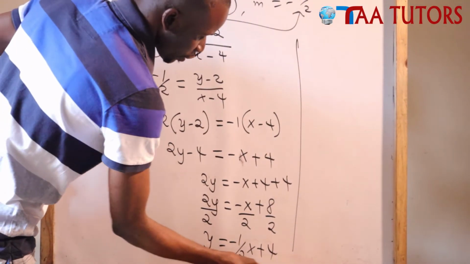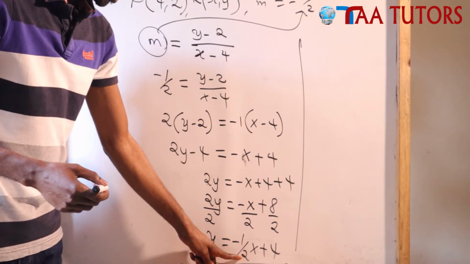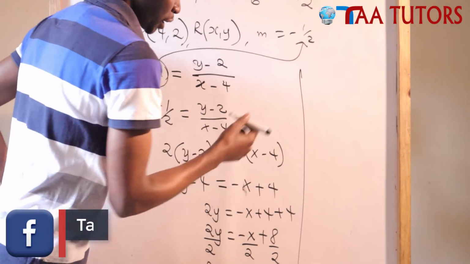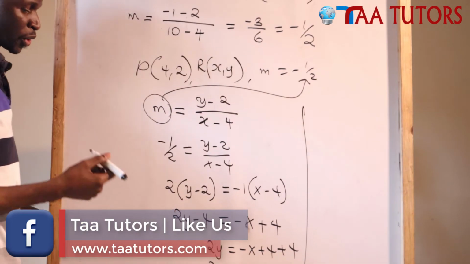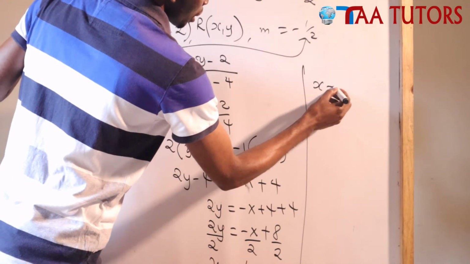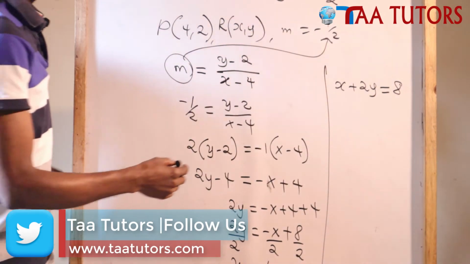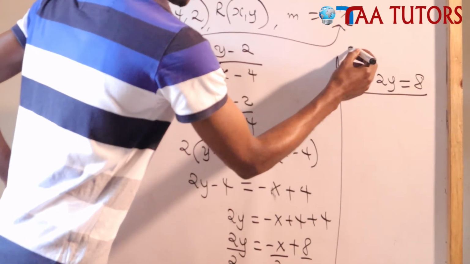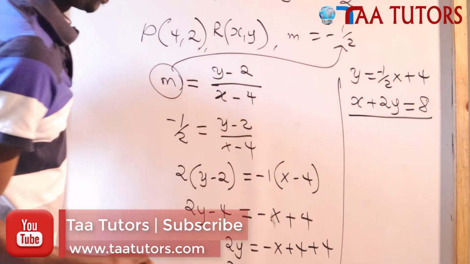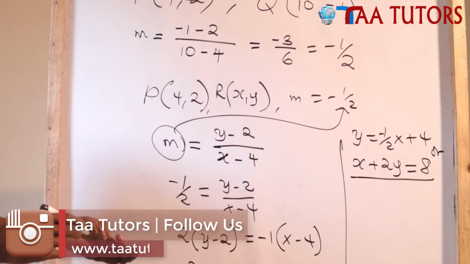This is an equation in terms of y equals mx plus c, where m is negative a half, the gradient, and the y-intercept is 4. If I express it in terms of ax plus by equals c, I'll bring x to this side, so it will be x plus 2y equals 8. This is another way of writing this equation. So we can say y equals negative a half x plus 4, or x plus 2y equals 8. All these are the same.